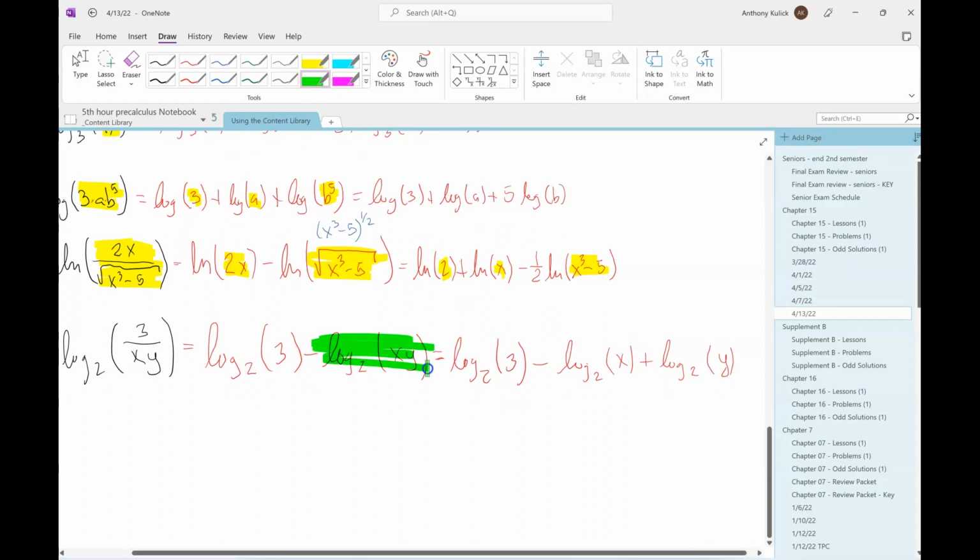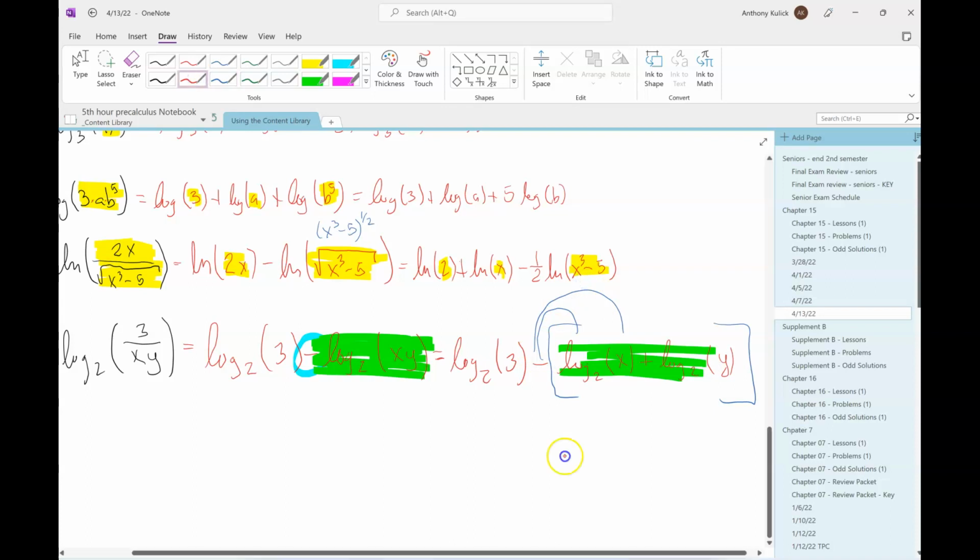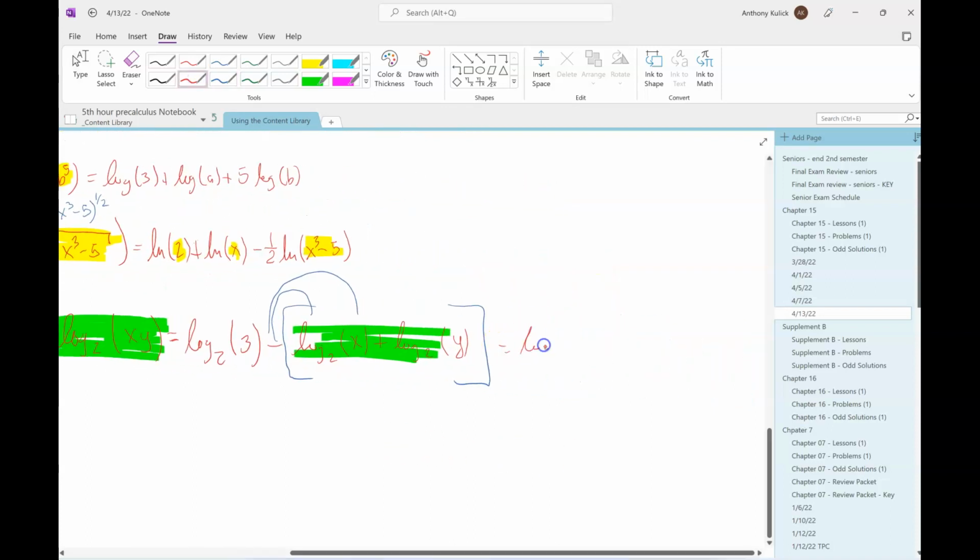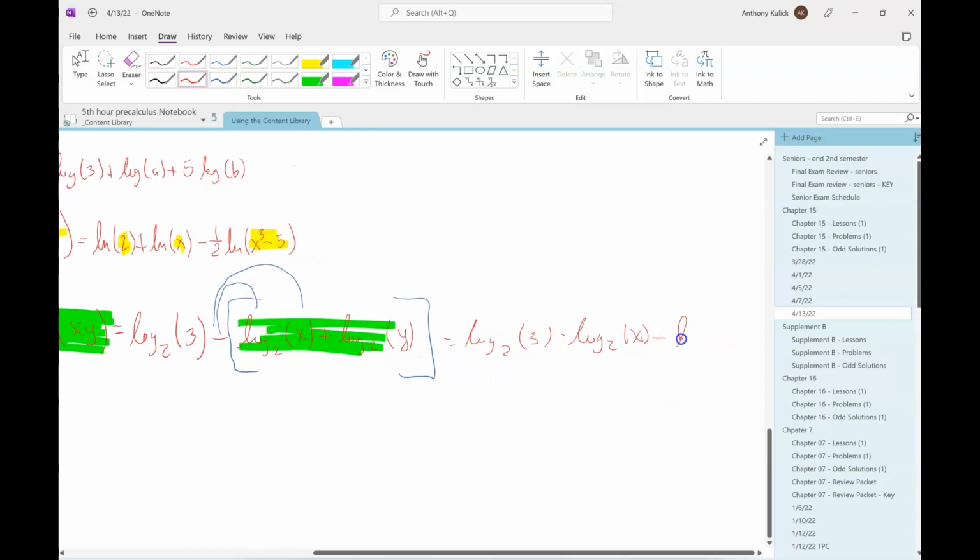So here's the issue. This is negative, right? Everybody agree with that? So the stuff that it becomes all needs to be negative. So the way we need to write this is really log base 2 of 3 minus log base 2 of x minus log base 2 of y.